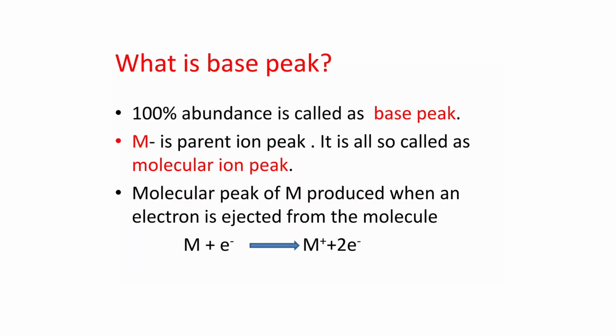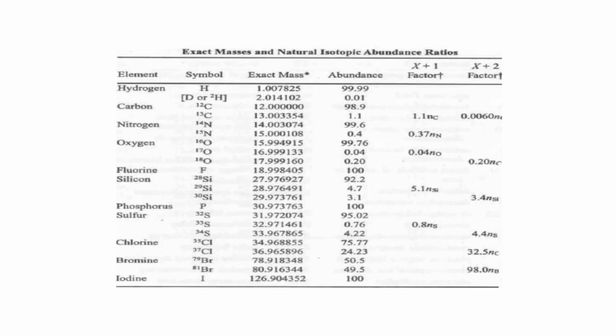Also, a peak up to 100% abundance is called a base peak, and M is the parent ion peak, which is usually the next largest peak to the base peak. It is also called the molecular ion peak. The molecular peak of M is produced when an electron is ejected from the molecule. And here are some of the exact masses, natural isotopic abundances, and some ratios. These are some values you could remember to easily interpret what mass indicates what molecule from a mass spectrum reading.